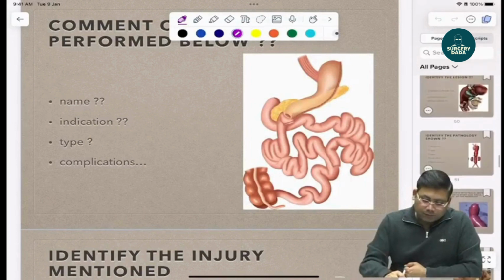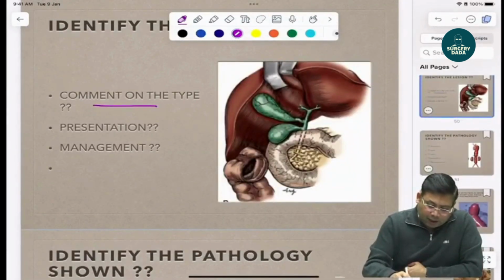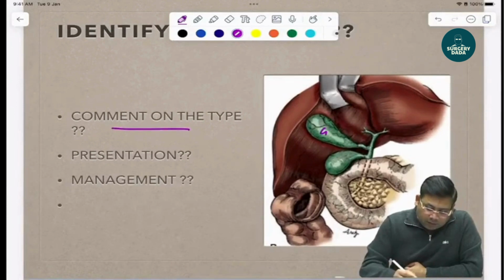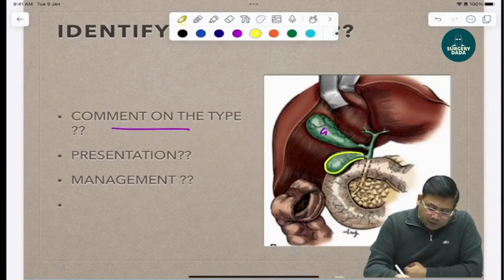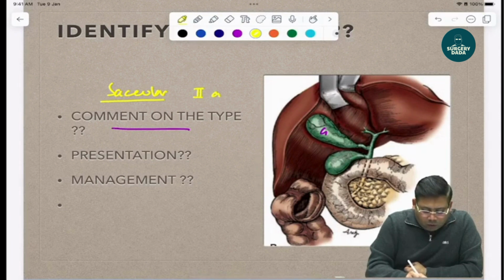Okay, I've completed everything. Comment on the diagnosis of this. So this is the gallbladder and this is the supraduodenal part. This is a saccular cyst. So what is the diagnosis? This is a saccular supraduodenal cyst, and this is type 2 or type 1C.